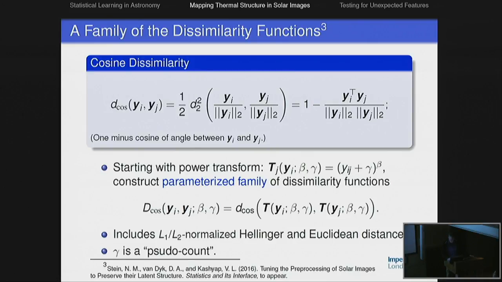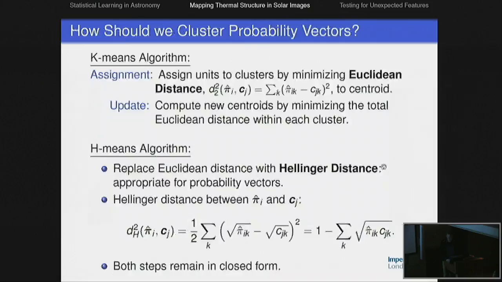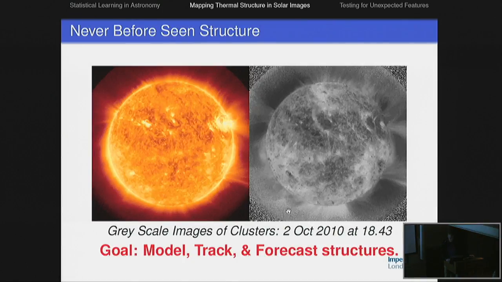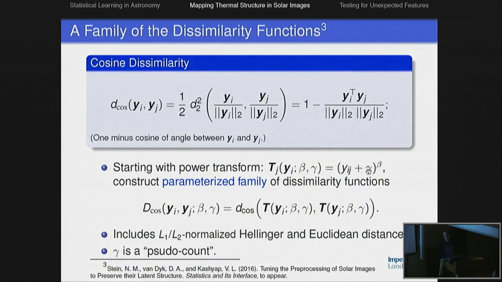Okay. So why this form? Well, taking a power like beta makes sense because that's kind of related to the Hellinger distance. Remember, it took the original pi's and took the square root. So I'll get something like Hellinger distance as a special case and something like Euclidean distance as a special case. And then adding a constant like this is a very standard thing to do with low count data.